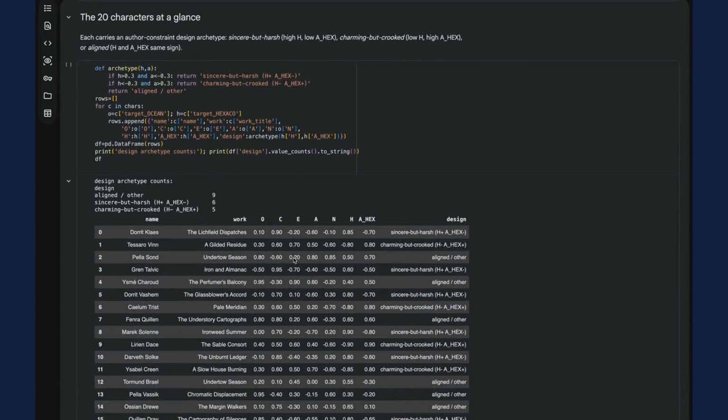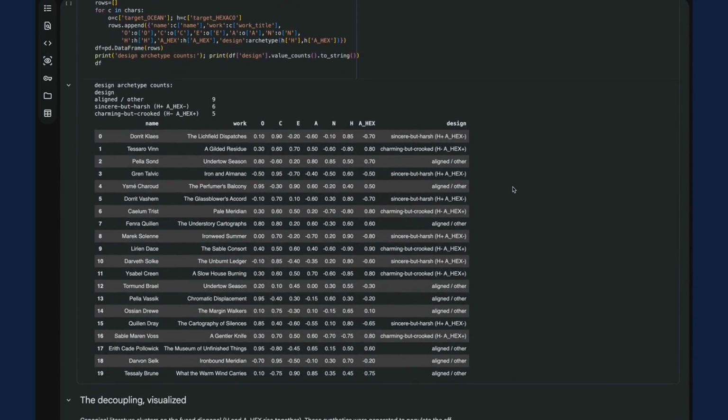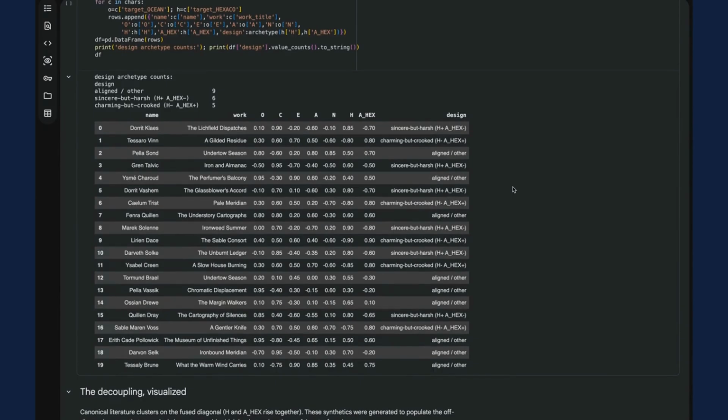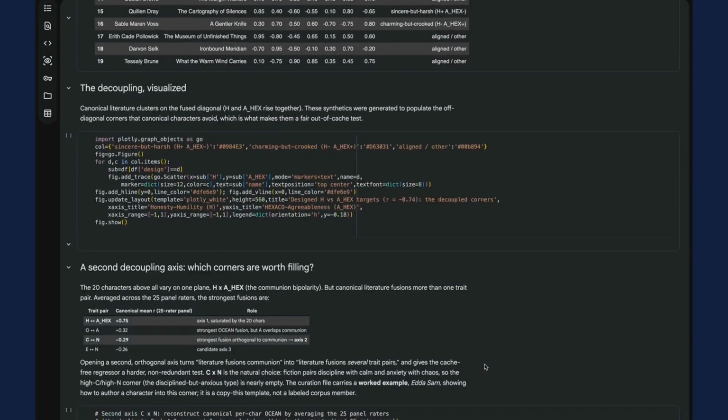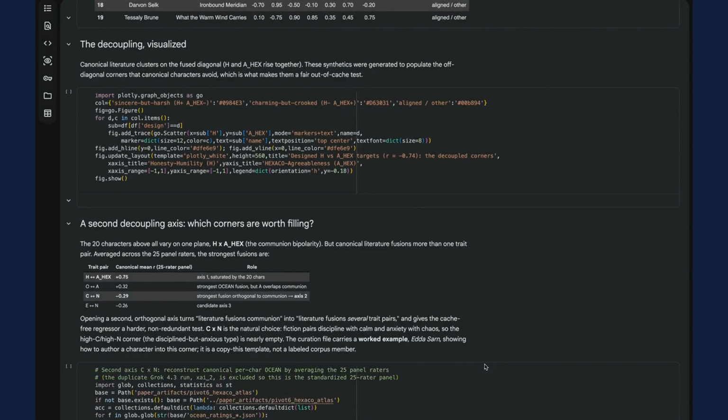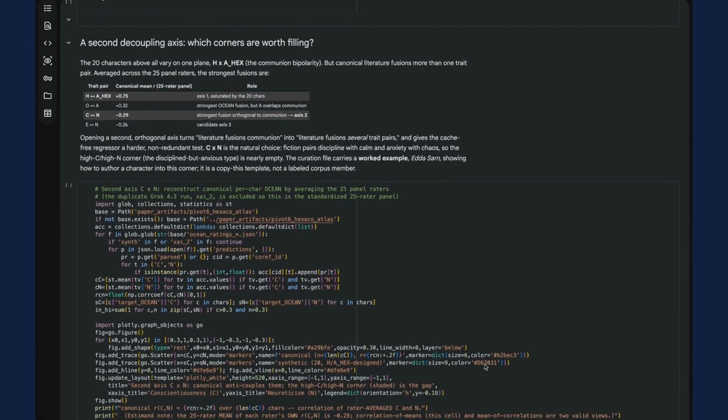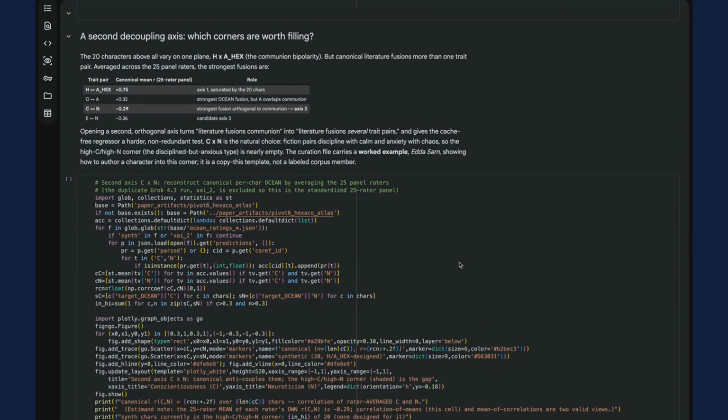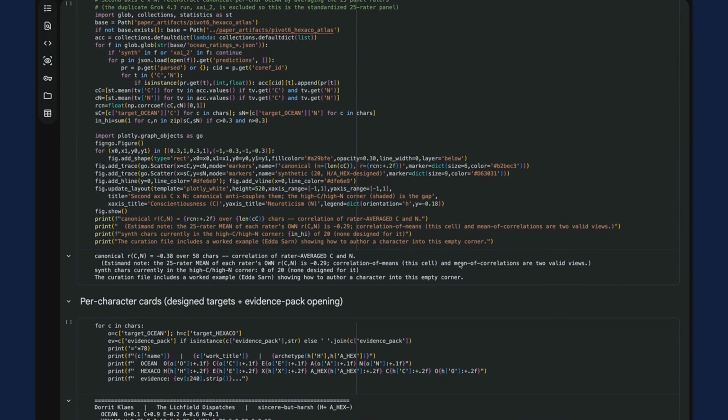9 characters are aligned. 6 are sincere but harsh, high honesty-humility with low HEXACO agreeableness. 5 are charming but crooked, the mirror corner, low honesty with high agreeableness. Those 2 off-diagonal corners are the ones the human corpus almost never contains, and the scatter plots make it visible. The synthetic points sit exactly in the corners the natural fusion leaves empty. Each per-character card pairs the designed targets with the opening of its evidence pack, so you can see the honesty and the harshness living together in one blunt quote.